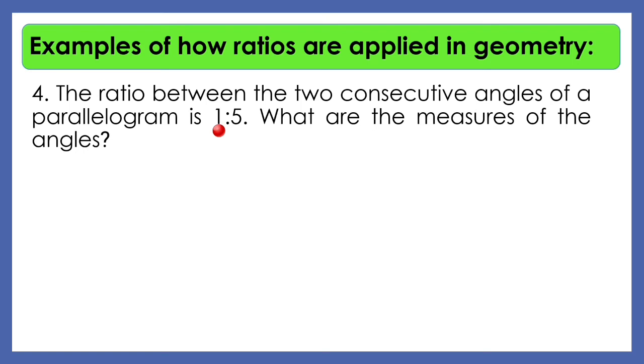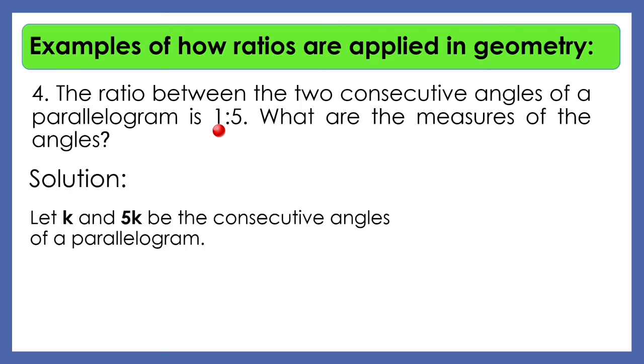For our solution, let K be the first angle and 5K the second angle. The ratio is 1:5, so 1 times K is K, and 5 times K is 5K. The K and 5K will be the consecutive angles of a parallelogram. Let's go back to the property of consecutive angles of a parallelogram. The consecutive angles of a parallelogram are supplementary. Therefore, the sum of the two angles is 180 degrees.